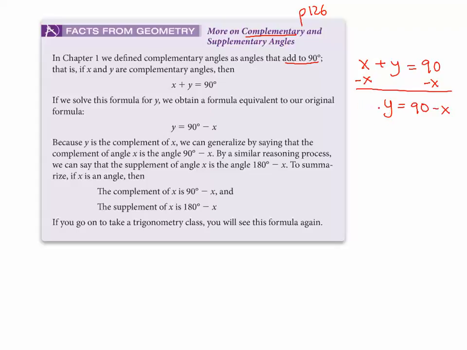So here's really the formula that I want to use. I want to use this formula right here. Y is equal to 90 minus x. That's going to be the complementary angles.